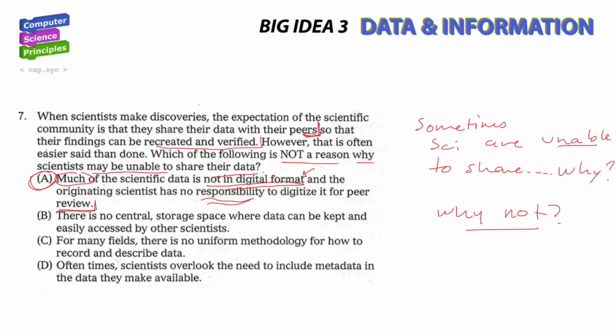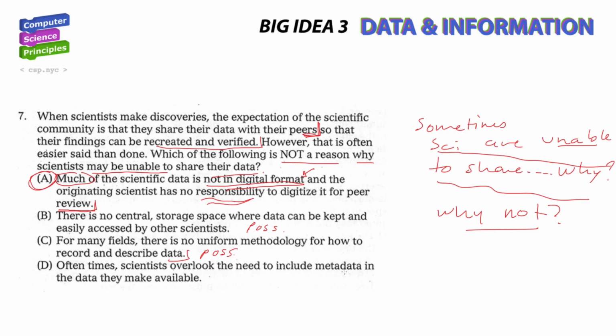If we keep going through the rest, there is no central storage space where data can be kept and easily accessed. Well, that's possibly true, right? So that could be a reason why they are unable to share, because there's no centralized place. C, for many fields, there is no uniform methodology for how to record and describe the data. Well, that's possible. There could be different methodologies, and we might not know which is which, so that's possible, I guess.